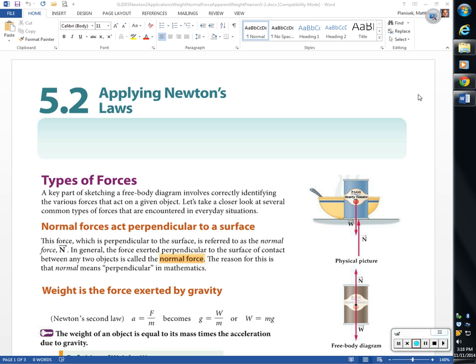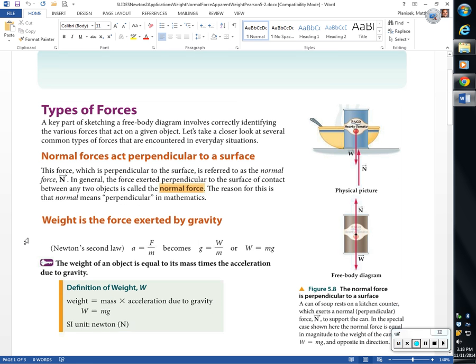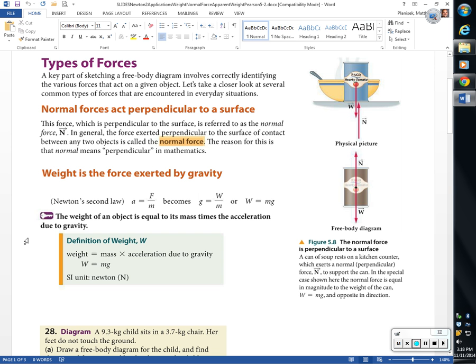So on Tuesday, we started off talking about different types of forces. And two forces that we introduced on Tuesday were weight and normal force, where weight is the force of gravity, and then normal force is a force that comes from a surface that a lot of times opposes weight, opposes the force of gravity, but not always equal.